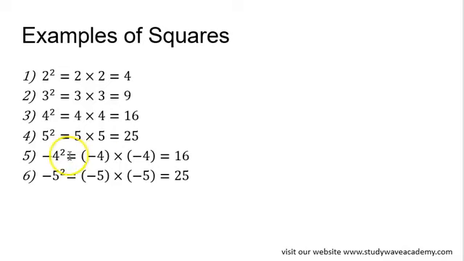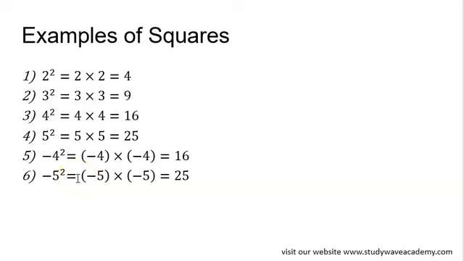So minus 4 squared or minus 4 raised to power 2 is equal to minus 4 times minus 4, which is still 16. There is no minus 16, okay? When multiplying a negative number, it gives you a positive. Do you understand that?